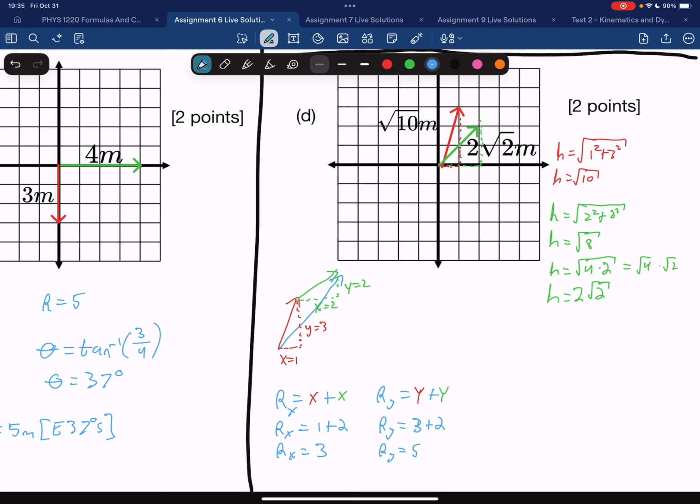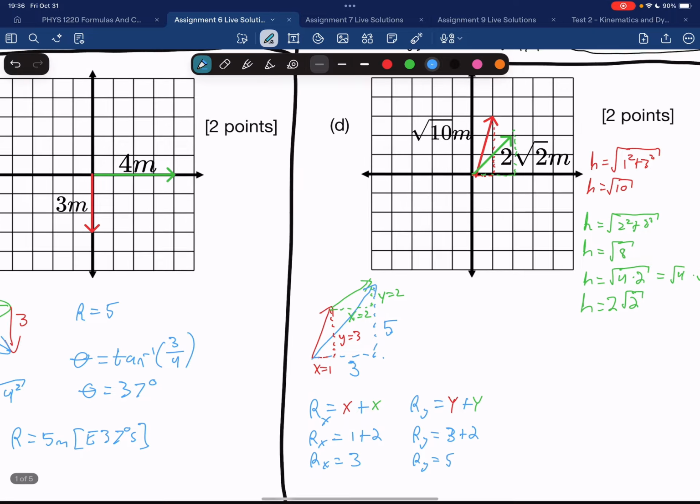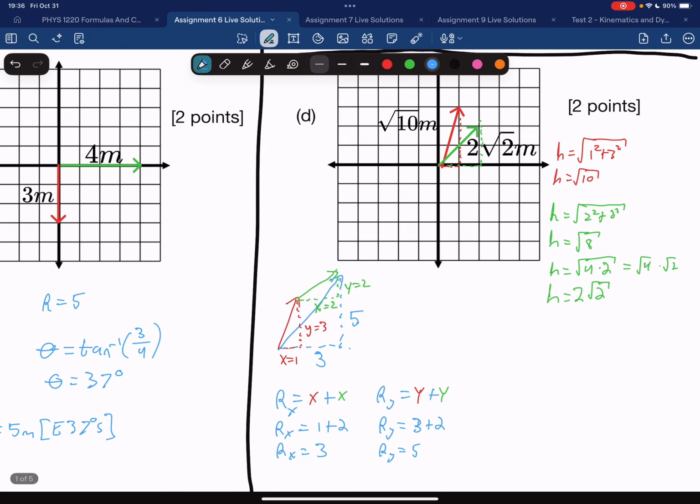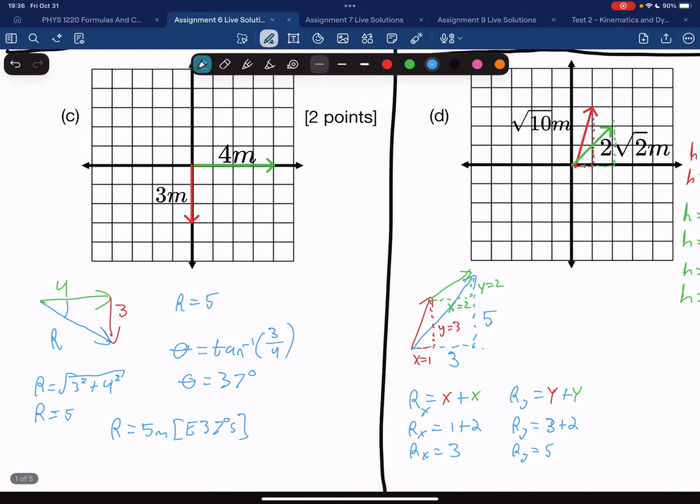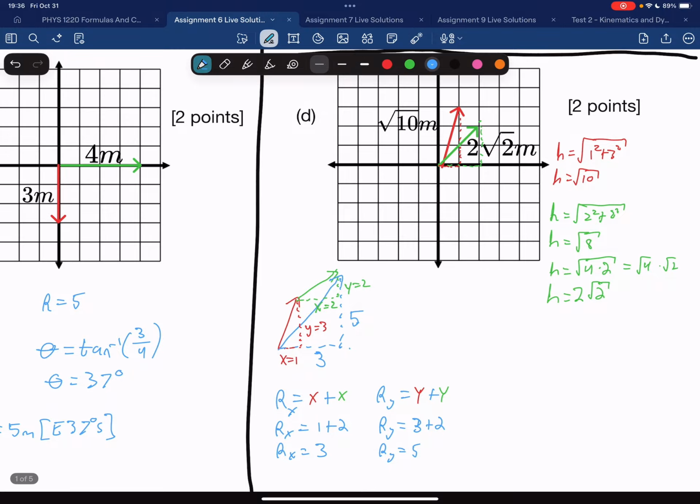Now, the 5 is not the hypotenuse. The 5 is our y value here, and 3 is the x value. That means that we cannot use the special triangle. This is not a 3, 4, 5 triangle. This is a 3, 5, whatever the hypotenuse ends up being triangle. So we cannot do the same quick little shortcut that was an option in part C. So Pythagorean theorem it is.